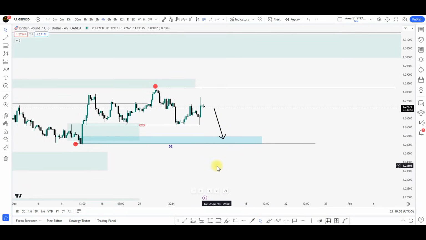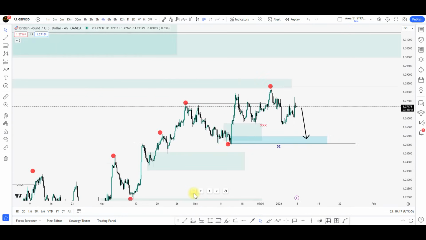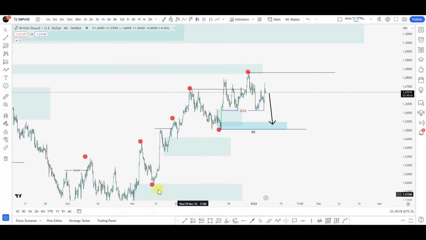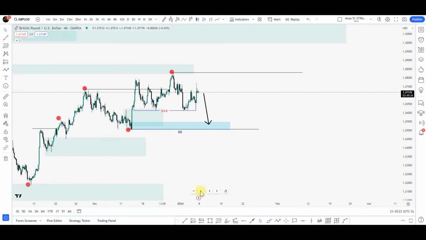We have a valid demand zone right here. Okay, but we're not doing anything right now. We're just going to be buying from here. As long as price is trading above this area, we're looking for a buy position. If price goes below this area, then we're looking for a short-term seller market, because we have a lot of areas that need to be filled on the higher time frame.